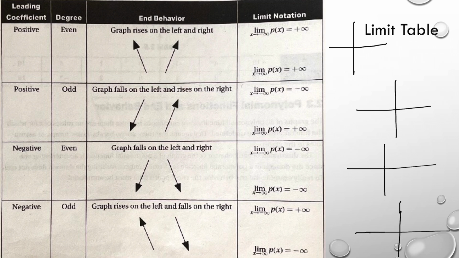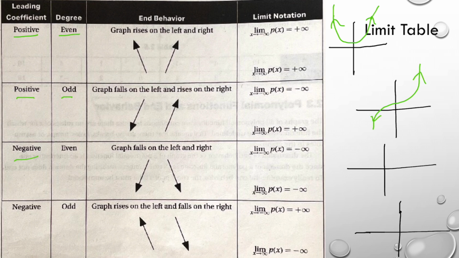It says that if the leading coefficient is positive and the degree is even, then the graph rises on the left and the right. You'll have something like this, okay? It's rising on the left and rising on the right. That is the essence of rising on the left and right. If the leading coefficient is positive and the degree is odd, then the graph falls on the left, and rises on the right. It's rising here, falling on the left.